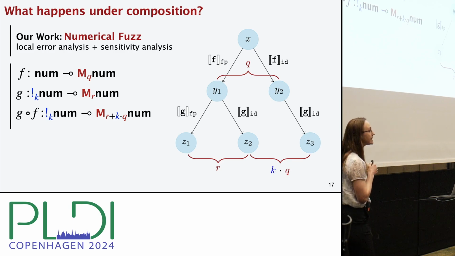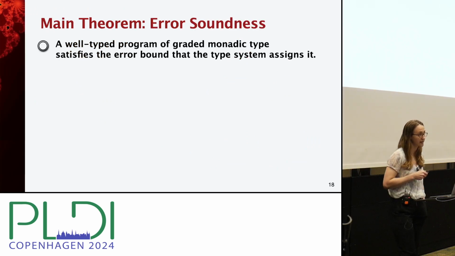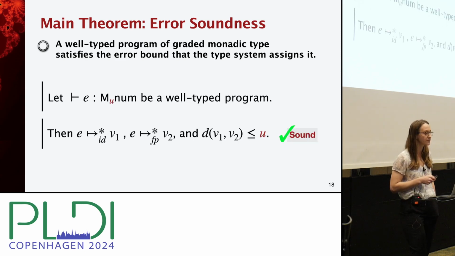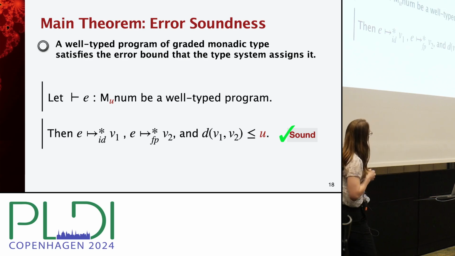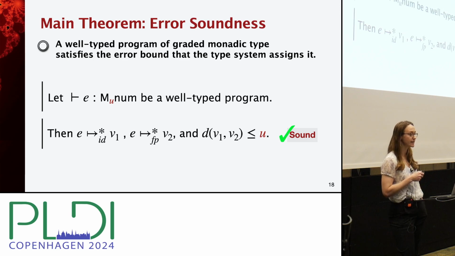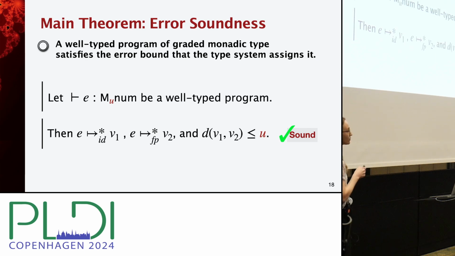And this is actually guaranteed as a consequence of our error soundness theorem, which is our main soundness theorem in our paper. It says that well-typed programs of graded monadic type satisfy the error bound that the type system assigns them. More formally, if E is a well-typed program with a graded monadic type where the grade value is u, then we know that E will step under an ideal semantics to some value v1 and under a floating point semantics to some value v2, and that the distance between these two values is upper bounded by the grade on the type. So that is what our soundness guarantee looks like.